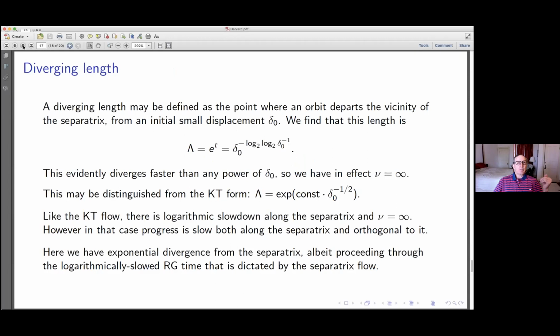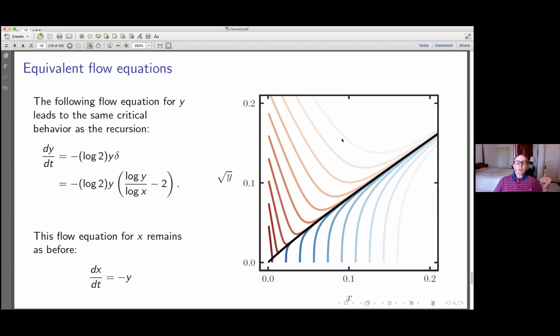And if you were to plot this, well, actually, I've been working with this recursion slash flow, but you can define an equivalent flow equation for y, which mimics the behavior of the recursion. And here it is, it's dy dt is minus log 2 y delta. So you notice that really what this is, it's an equation for d by dt of log y, right? In terms of delta.